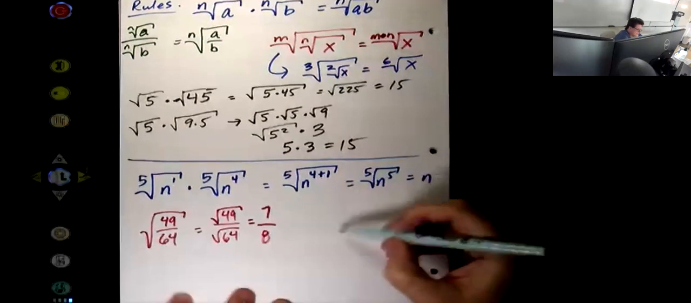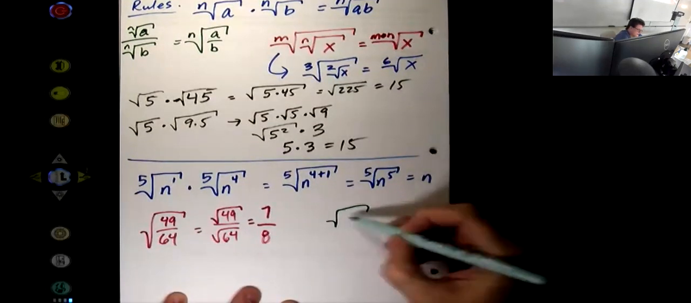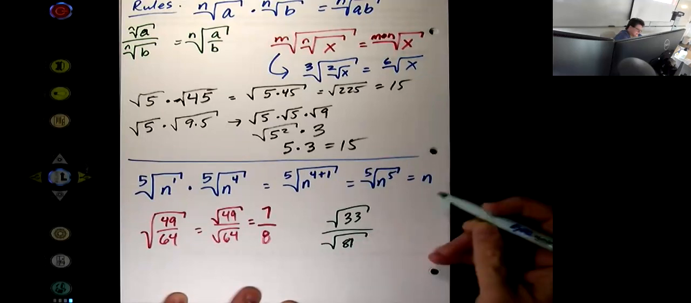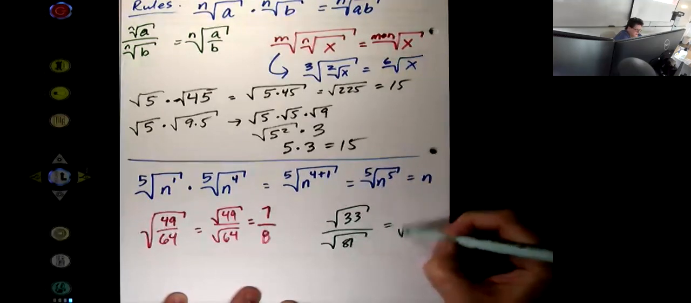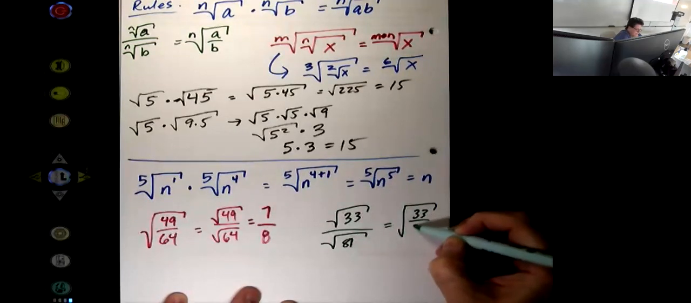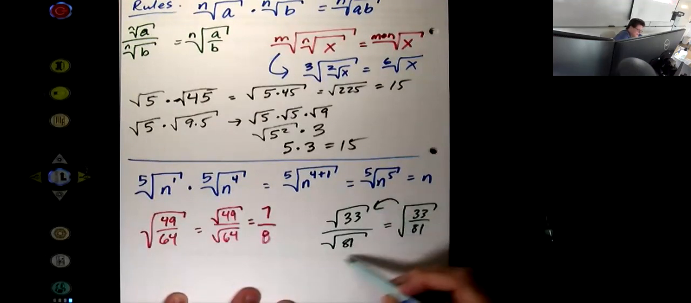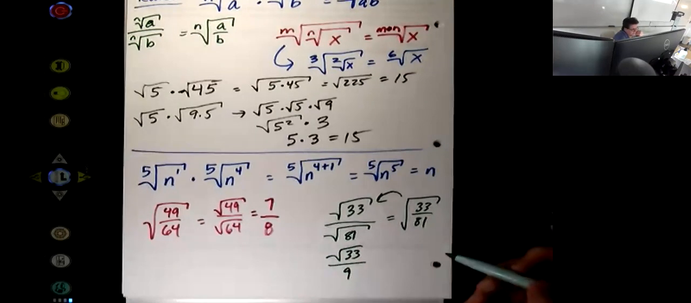Or we could have something like this, square root of 33 over square root of 81. I meant to start this as 1, and I messed up because I was winging it. Split it up going that way, and then the square root of 81 is 9. 33 isn't a perfect square, so we just have to leave it alone, and it doesn't factor to where anything factors out either.